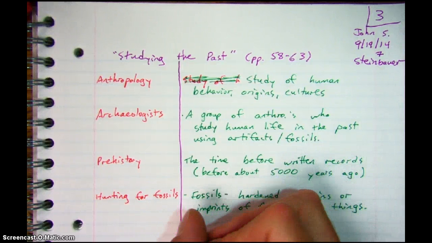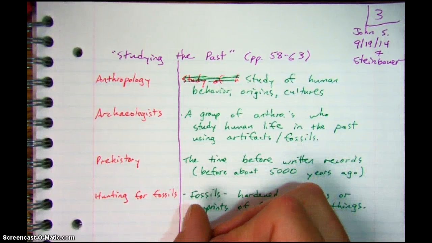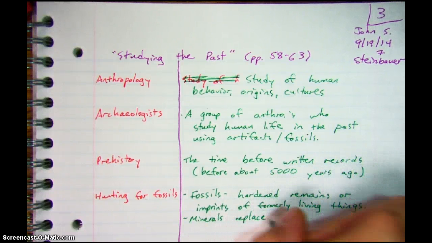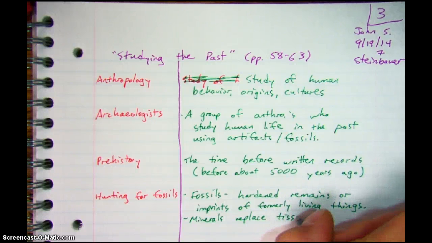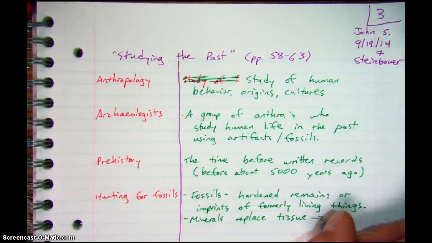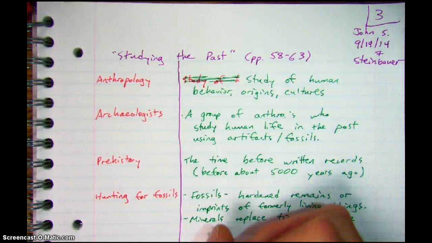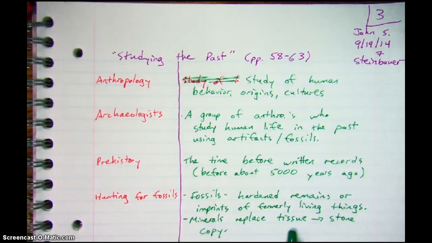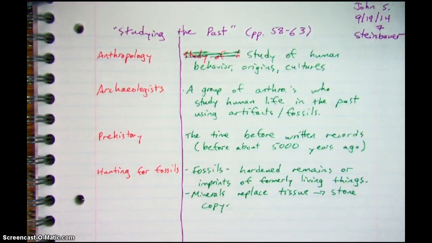The next bullet I'm going to put in here is about how fossils are created. Minerals replace tissue of the living thing, which makes a stone copy. Okay? Which makes a stone copy of the living thing. You'll notice I did some shortening and abbreviating here. I wrote minerals replace tissue. If you want to include tissues of the living thing, just so you don't mistake that for Kleenex, be my guest. And I use this arrow showing that it becomes, or it transforms, or it transitions into a stone copy.